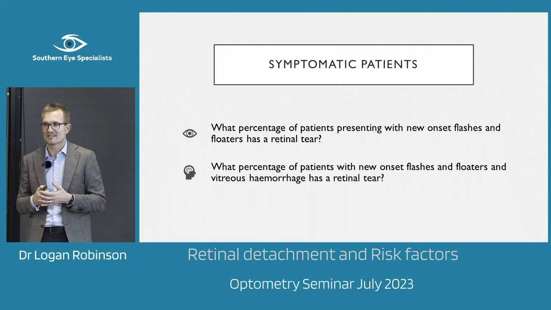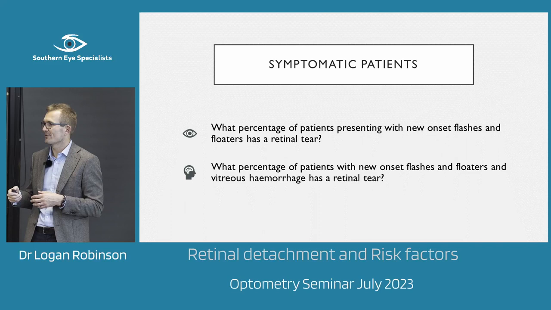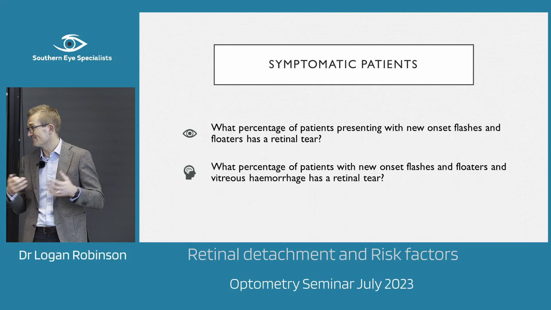And what about, John, I'll ask John a question. If they had a vitreous hemorrhage as well as new flashes and floaters, what do you think the chances of having a tear in that situation would be?